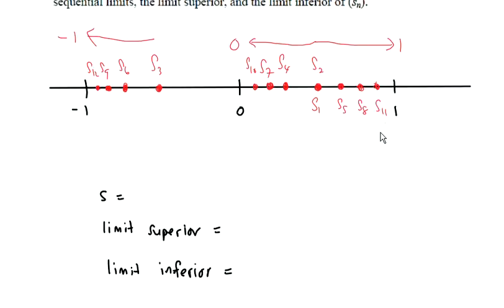Which converge to 3 values. So the set of subsequential limits S is given by minus 1, 0 and 1. Next, find the limit superior. The limit superior is the largest number in this set, which is 1. And the limit inferior is the smallest number, which is minus 1. So that's it.